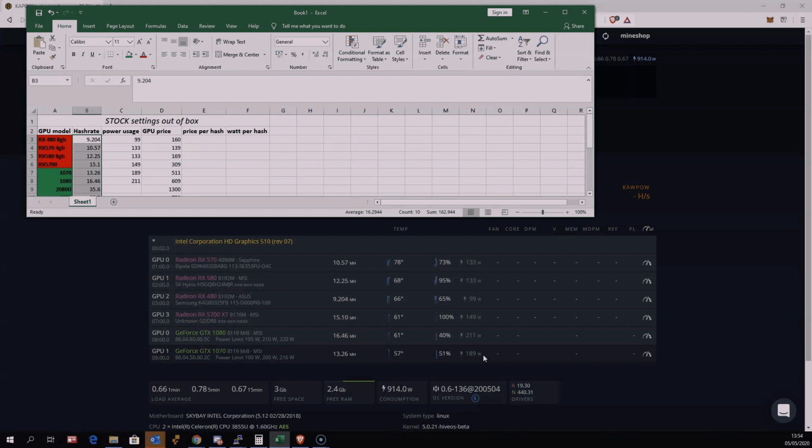It's not very accurate when you measure in software. The best way is to measure from the wall, but that way I can only measure it if I connect every GPU separately. I just wanted to see them all in one spreadsheet, to see the difference between the cards.